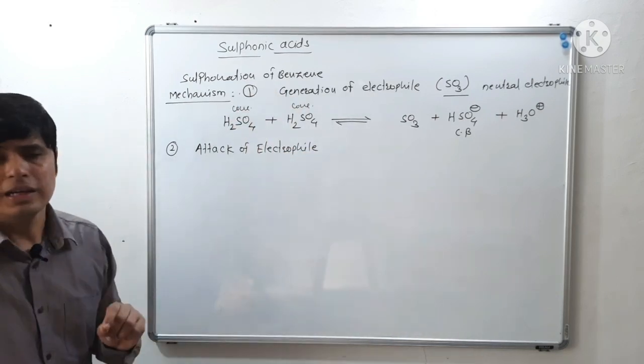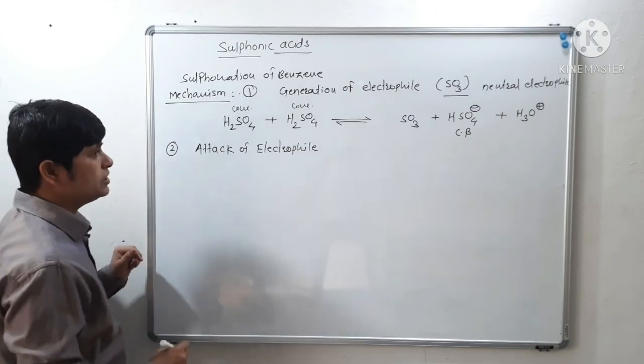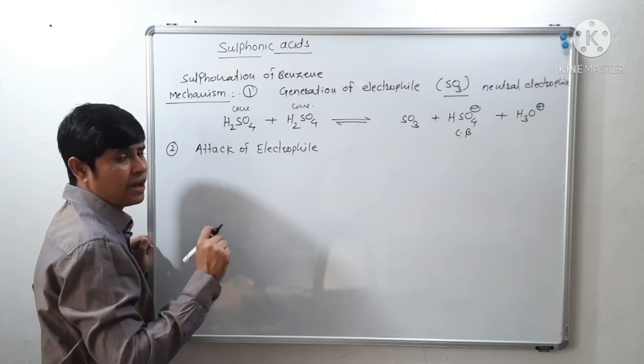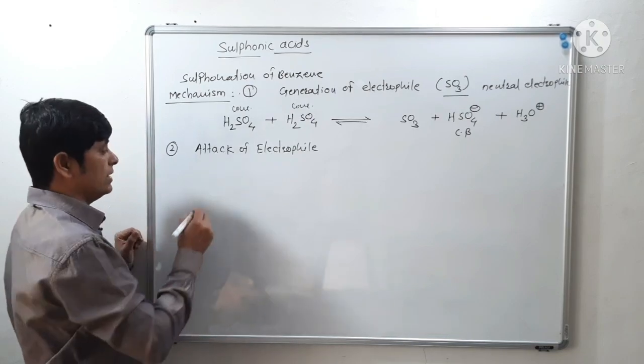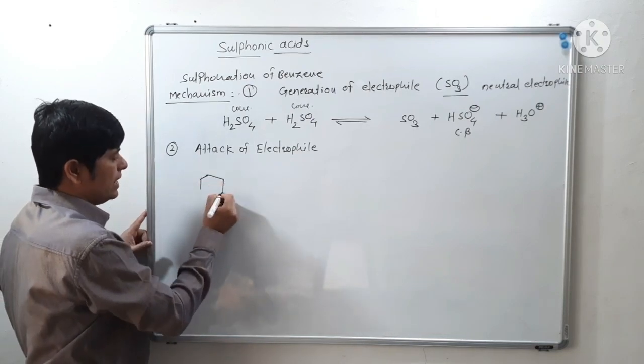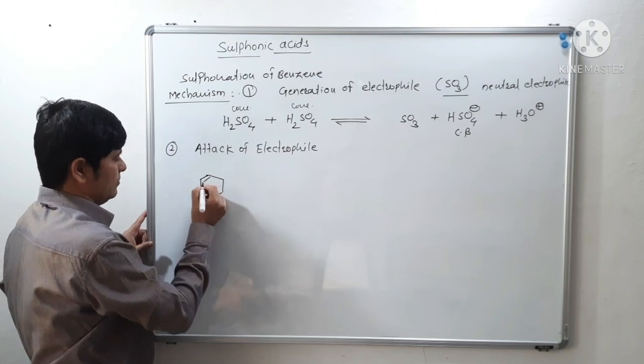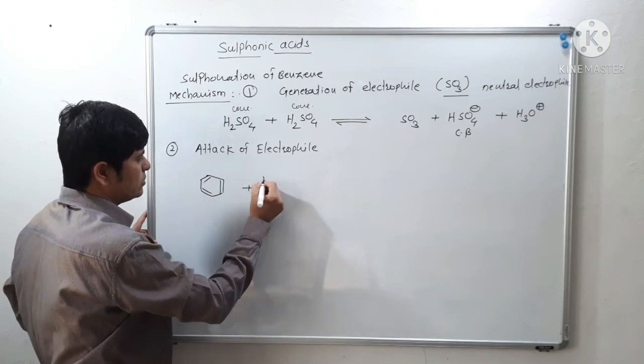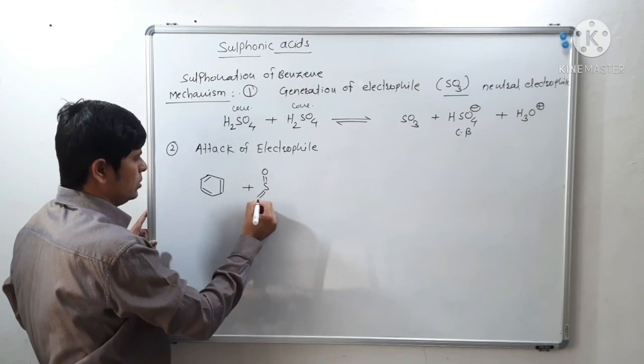Attack of what? Electrophile. Which is the electrophile? We know it is sulfur trioxide gas. Sulfur trioxide is an electrophile. And which is the nucleophile in this reaction? Benzene. So benzene is a nucleophile and sulfur trioxide is an electrophile.